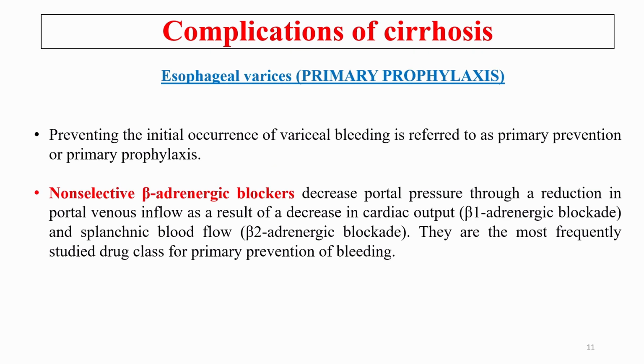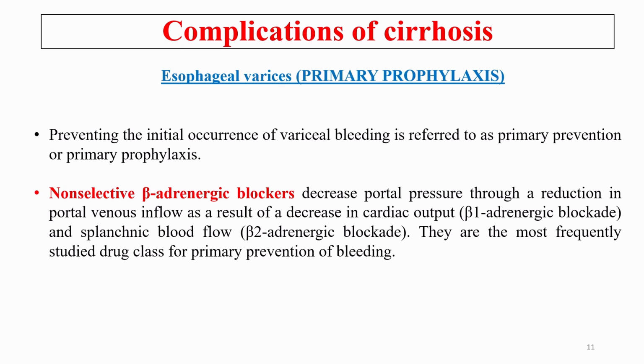The goal is to reduce the risk of a first bleeding episode, which carries a high mortality rate. The most effective first-line therapy is non-selective beta blockers, such as propranolol, nadolol. These drugs work by beta-1 blockade, reducing cardiac output, and beta-2 blockade, causing vasoconstriction in splanchnic circulation, reducing blood flow to the portal system. The result? Lower portal pressure and reduced bleeding risk.